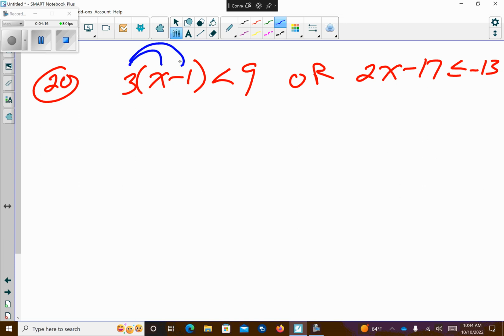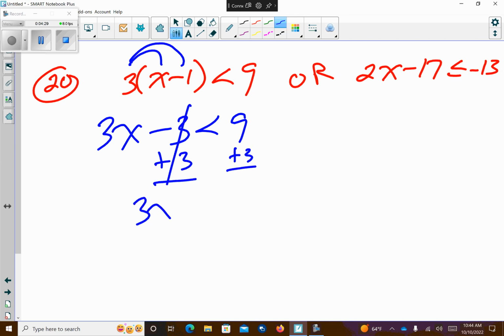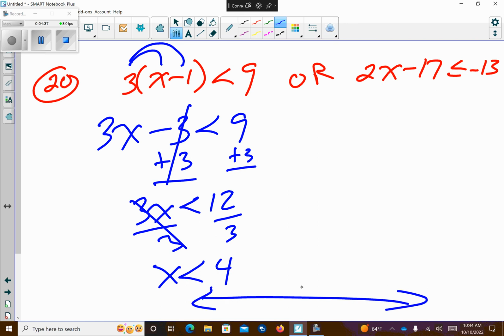So I'm going to distribute over the parentheses. Remember, distributes like multiplication. 3 times x is 3x. 3 times negative 1 is negative 3. Go ahead and solve it. Trying to get the x alone. Divide by 3, divide by 3. X is less than 4. If I put that on a number line, if I get a 4 right there, I have an open dot going this way. Let's make that a different color.